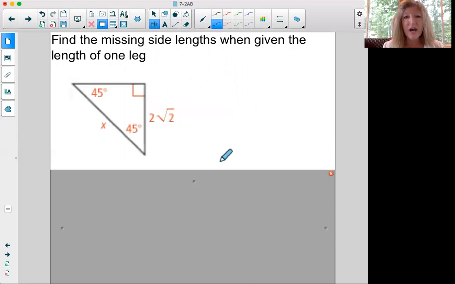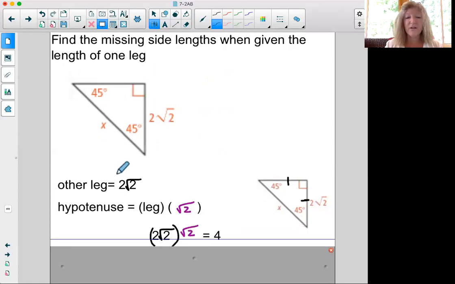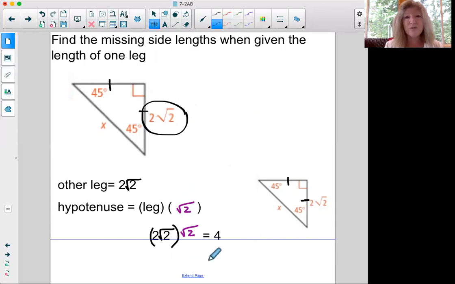So pause, try on your own, and then press play for the solution. So we have to get our bearings. We see the right angle is here. So these are both legs. So we're given a leg. First thing we do is we write our pattern right on our diagram. We realize that the legs will be the same, and the hypotenuse will be whatever the leg is times root 2. In this case, the leg happens to be 2 root 2. Well, 2 root 2 times another root 2 is 4. And you're welcome to just use your calculator for that. So the hypotenuse length in this case will be 4.